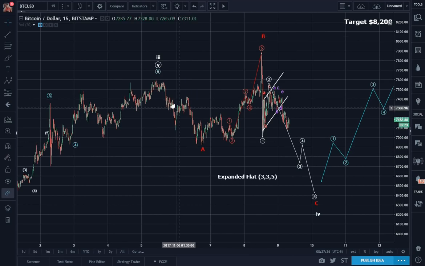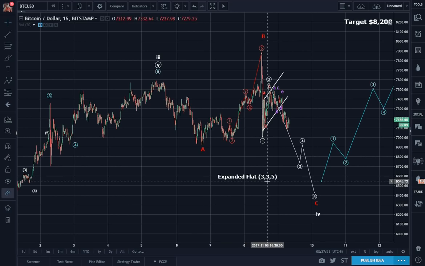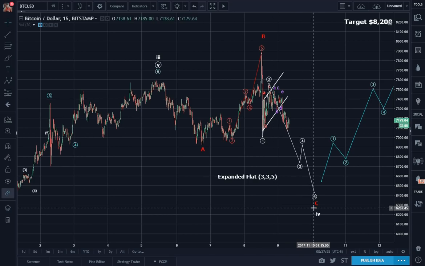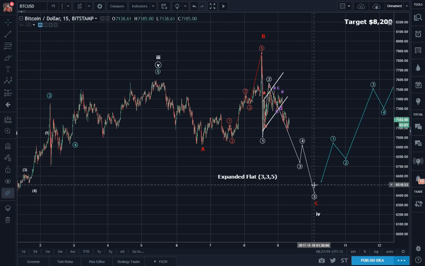And this expanded flat has 3 ABC, 3 ABC, and 5: 1, 2, 3, 4, 5. That's why they call it 3, 3, 5. 3 subwaves for A, 3 subwaves for B, 5 subwaves for C: 1, 2, 3, 4, 5. Obeying the rules of wave labeling.